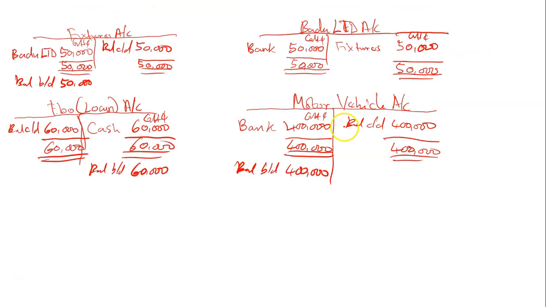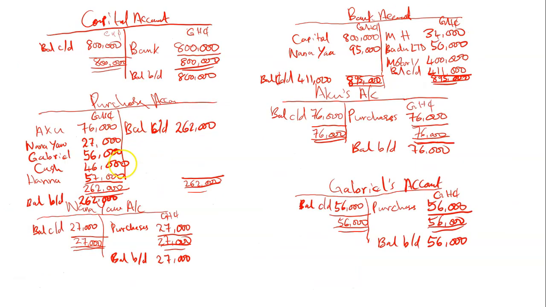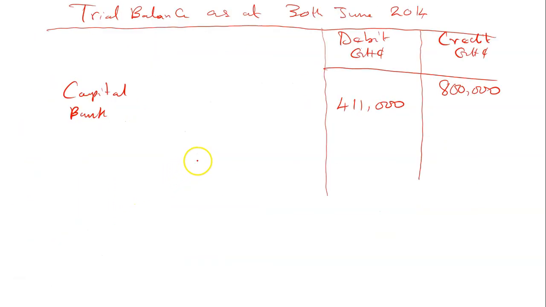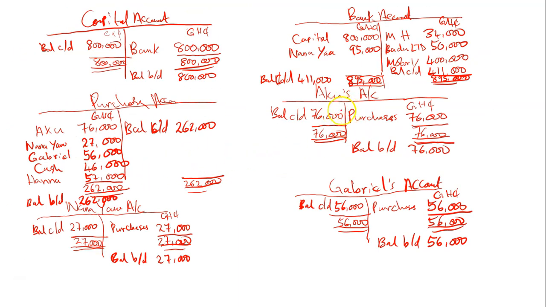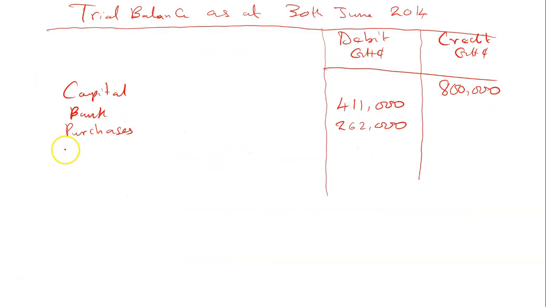Then let's check the next one. Purchases. Purchases has a debit balance of 262,000. So we write purchases, 262,000. Then let's check the next one. Aku's account. Okay, who is Aku? He is a creditor. So he has a credit balance of 76,000. So you can write in brackets creditor, 76,000, credit balance of 76,000.